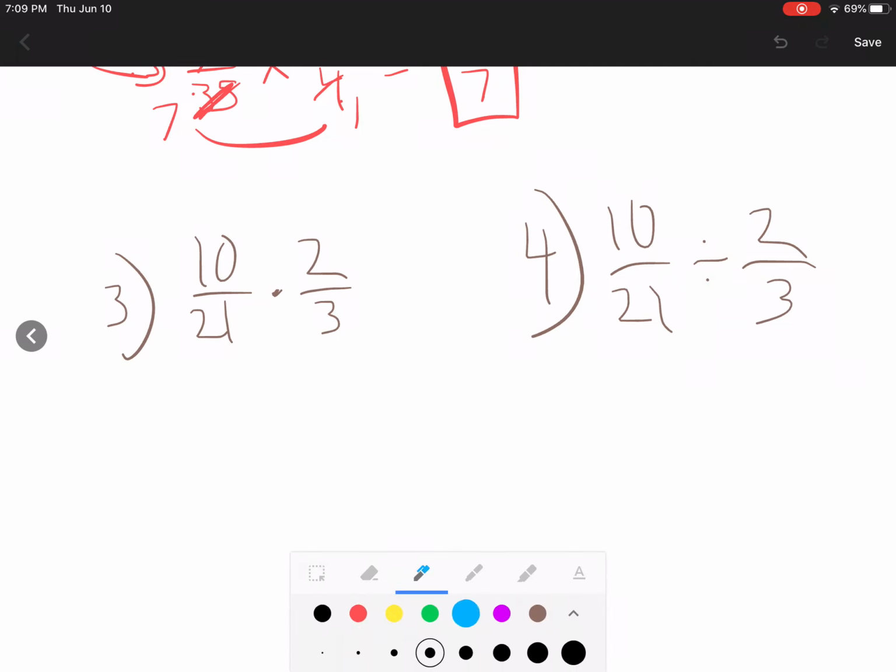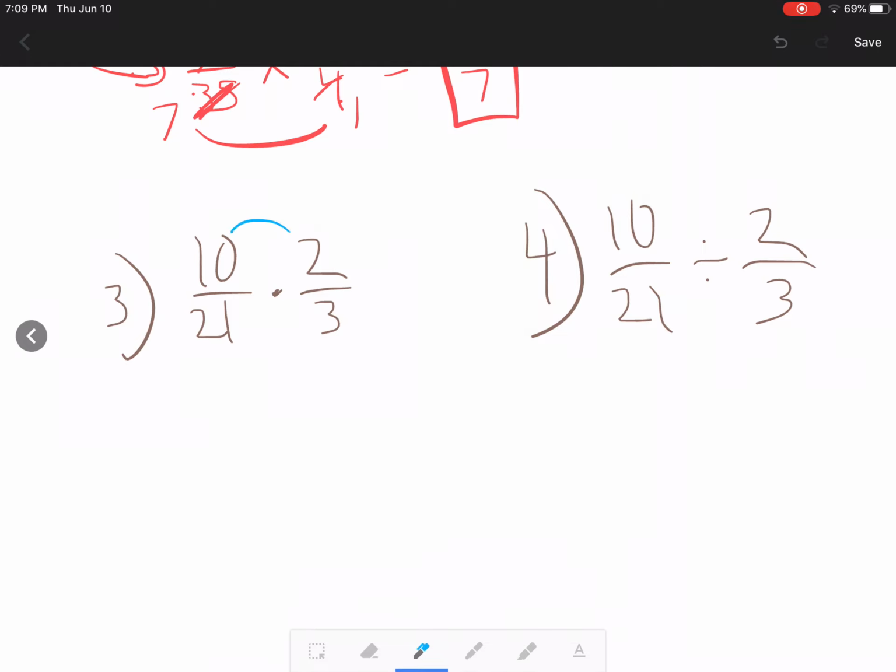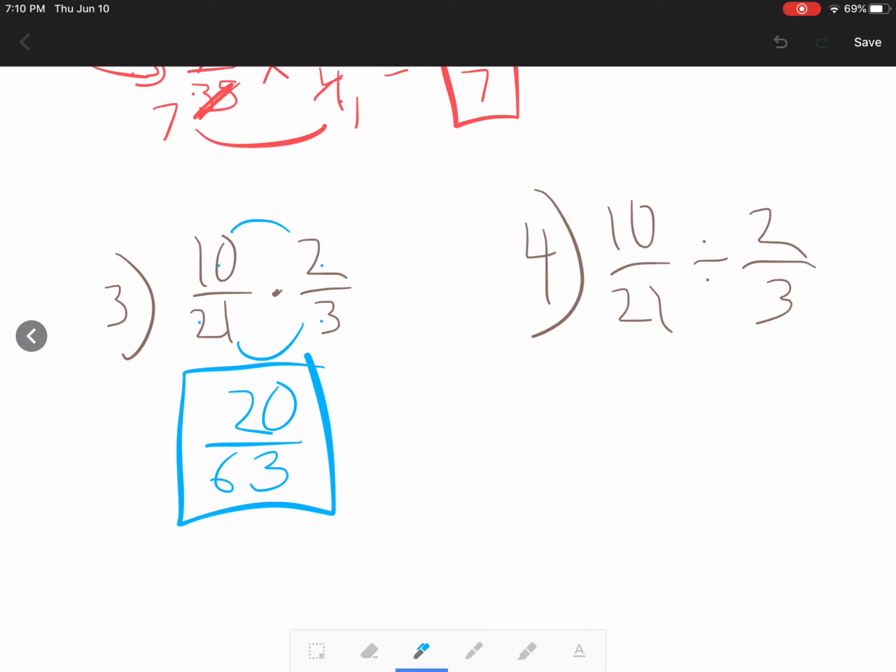So in this one, it looks like it should simplify, but it can't. And sometimes that's okay. It just won't simplify. And so all we have to do is be happy because there's less work. We just have to multiply some numbers. So 10 times 2 is 20. And then 21 times 3 is going to be 63. Again, it looks like it can simplify, but I can't find any common factors there. So we'll box it. We'll walk away.